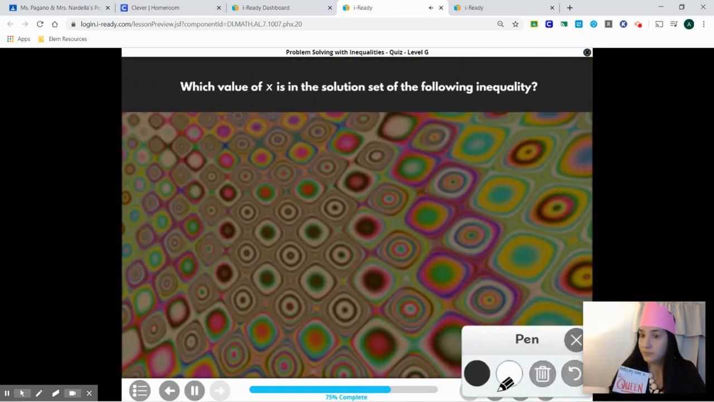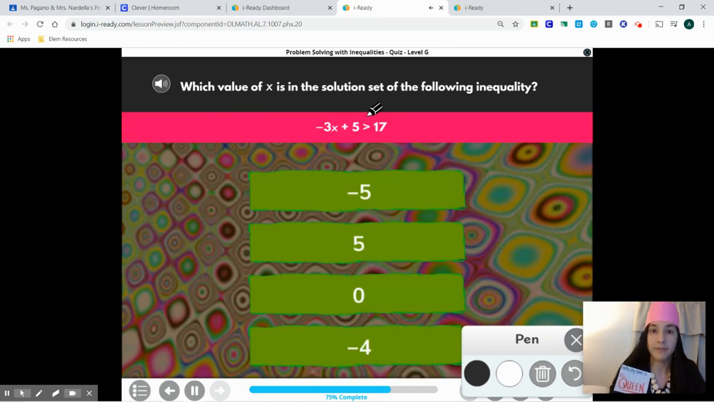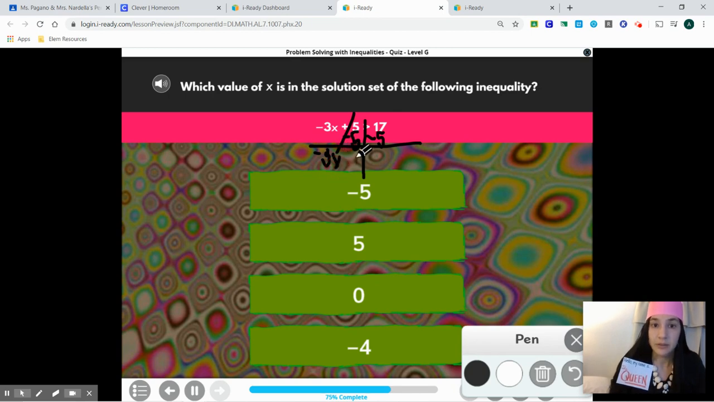Which value of x is in the solution set of the following inequality? Okay, we're going to solve this one the same way we would the other one, and then think about what our answer tells us. We're going to subtract 5 from both sides. That's how we're going to start. We're going to cancel out those 5's on the left-hand side. We're going to bring down negative 3x. Bring down our same inequality symbol, so it is a greater than symbol. And 17 minus 5 gives us 12.